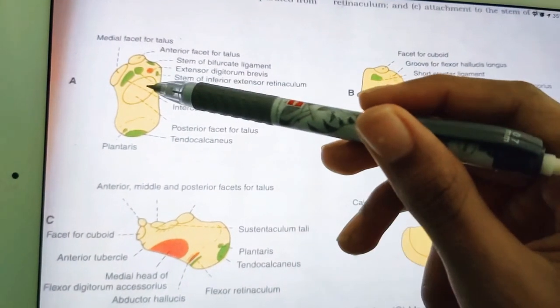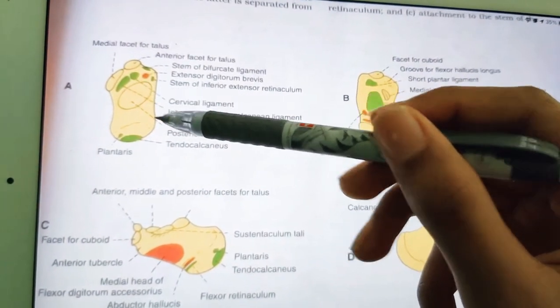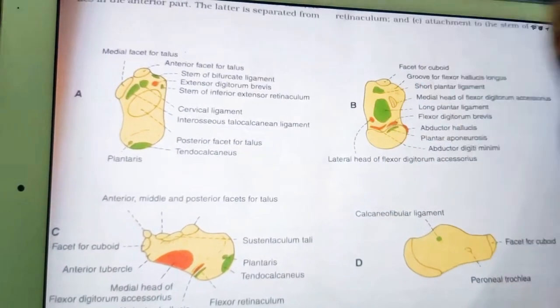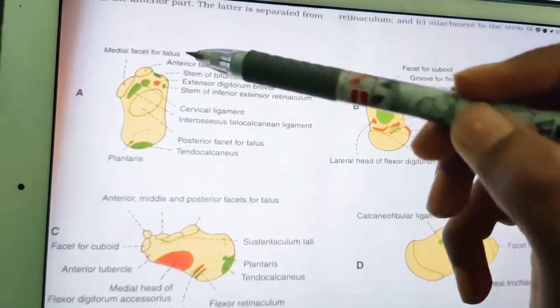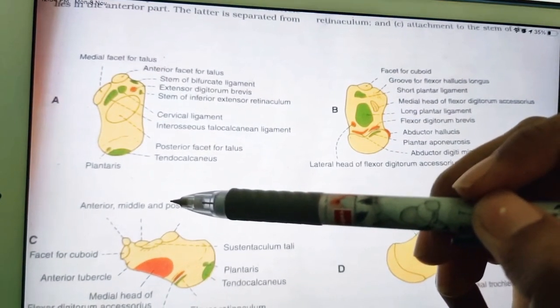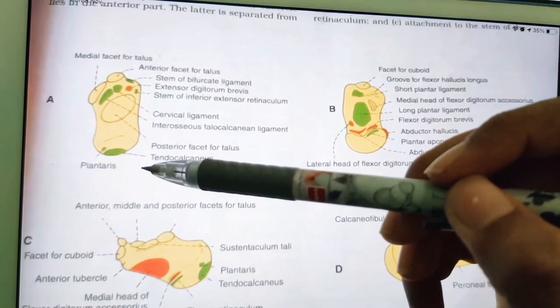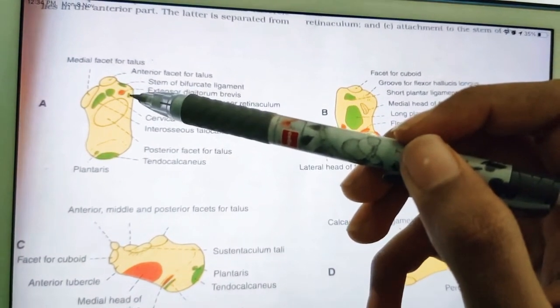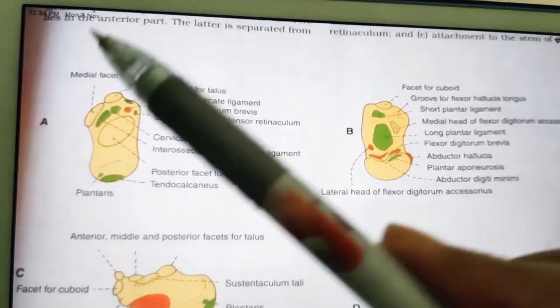Understand that this is a superior view. Superior view means it has a posterior facet for talus, because upon the calcaneus only the talus will articulate, right? So here it has this facet for talus in the middle part of the dorsal surface. And next, let us see about this facet.